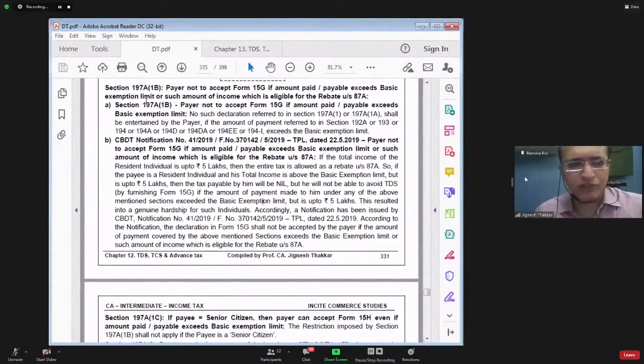Okay, let us proceed now. Next point says, listen to me very carefully. Next point says, if the payee submits form number 15G and form number 15H to the payer, then the payer should stop deducting TDS.